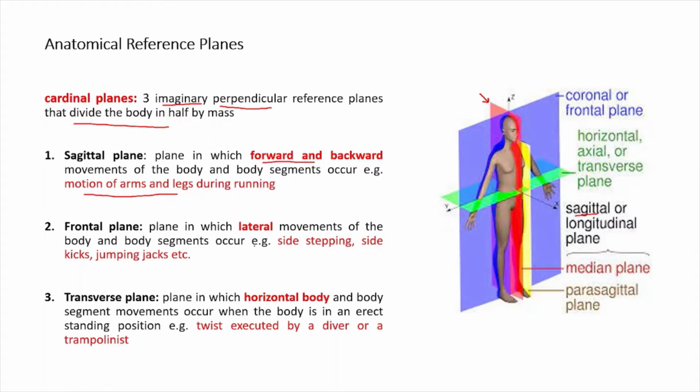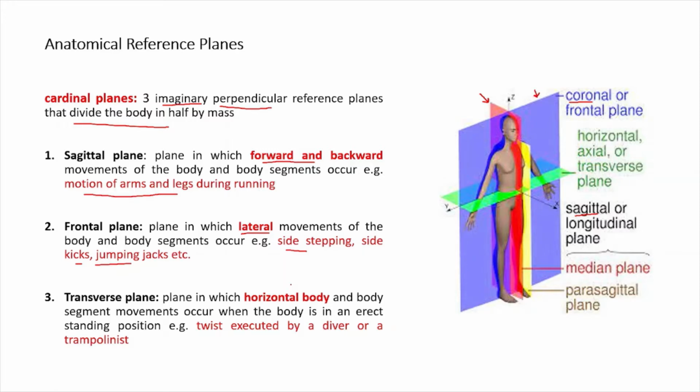Now, what is the frontal plane? The frontal plane is the plane in which the lateral movements of the body and the body segments occur. Like when you do side stepping or side kicks or jumping jacks, you perform all these types of motions in the frontal plane. If you look at this figure, this is the frontal plane, the blue plane that is dividing the body into two halves.